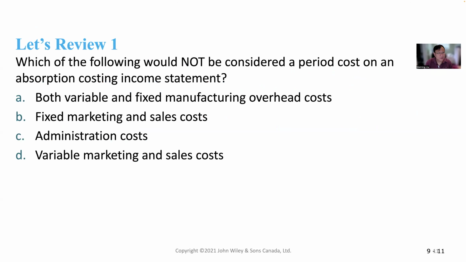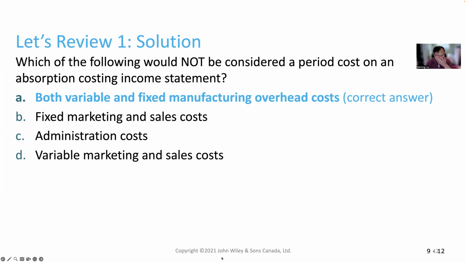Okay, so let's review. Which of the following would not be considered a period cost on an absorption costing income statement? So the answer is variable and fixed manufacturing overhead cost. Under the absorption costing income statement, both variable and fixed manufacturing overhead costs are considered product costs.